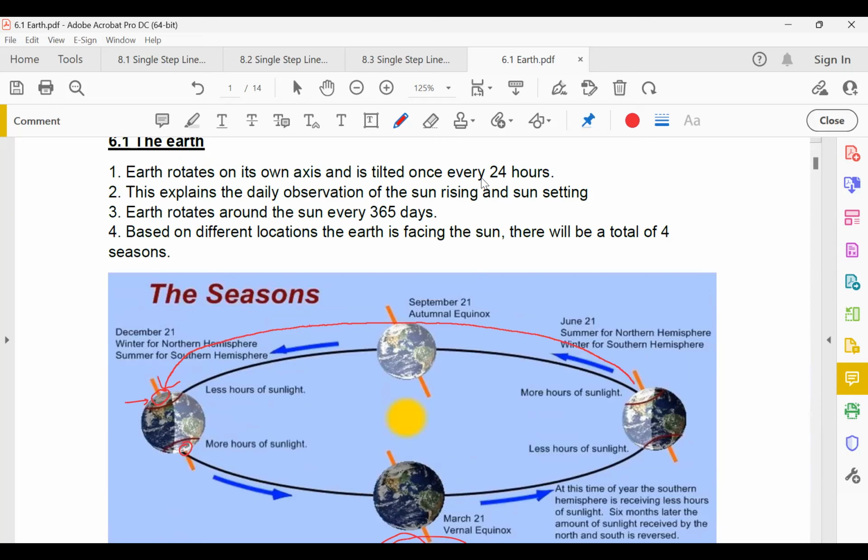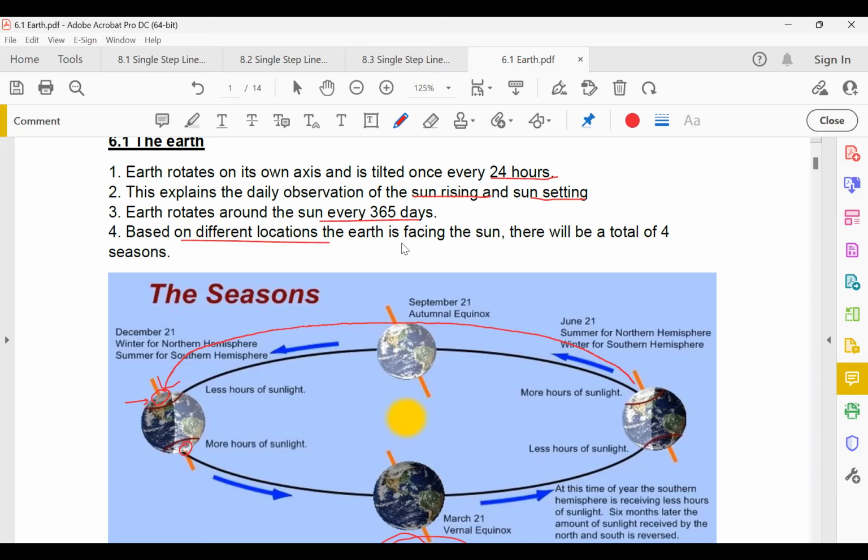Earth rotates around its own axis once every 24 hours. That's why we experience daytime and nighttime, right? This explains why there is sun rising and sun setting. Earth rotates around the sun every 365 days. But this year, it will be 366 days because it's a leap year, right?